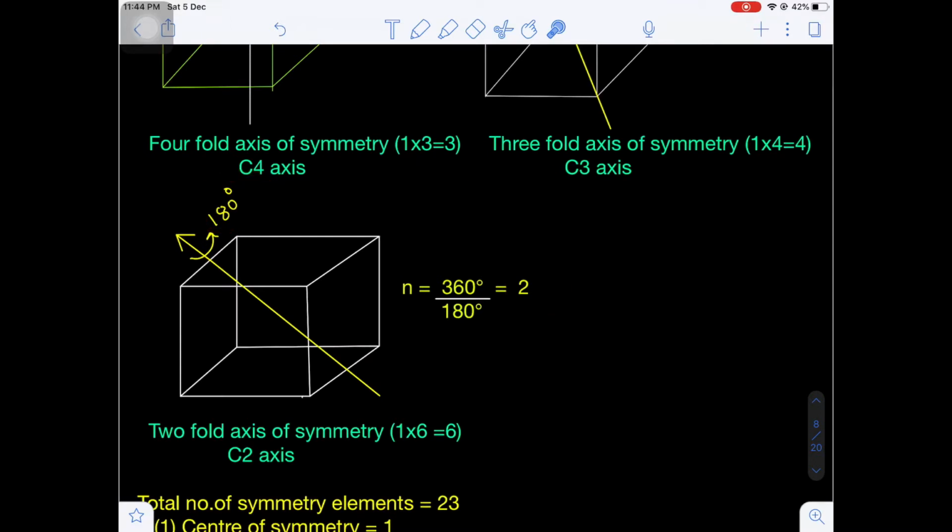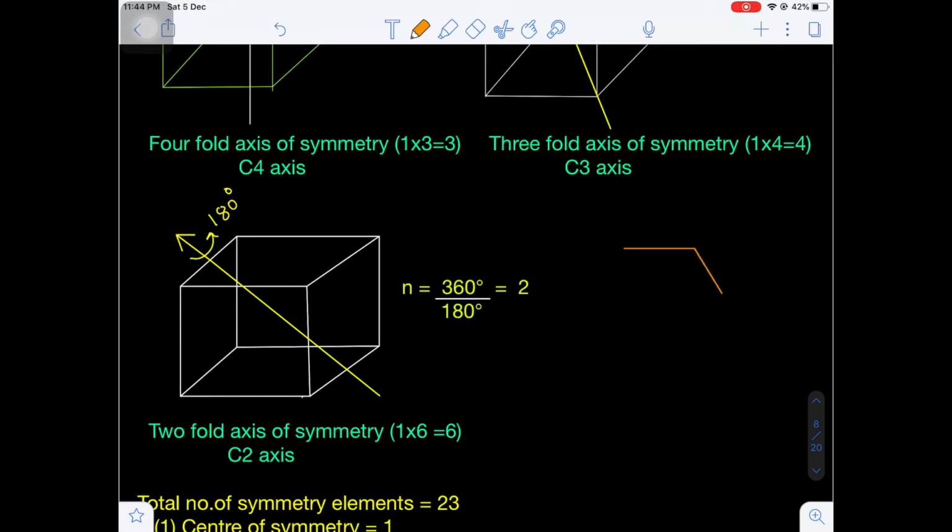That's why this is called the 2-4 axis of symmetry. This is nothing but the C2 axis. So there are a total of 12 edges, and each time you are taking 2 edges. So that's why there are a total of 6 C2 axes of symmetry. Okay, and one more axis of symmetry we can consider here.